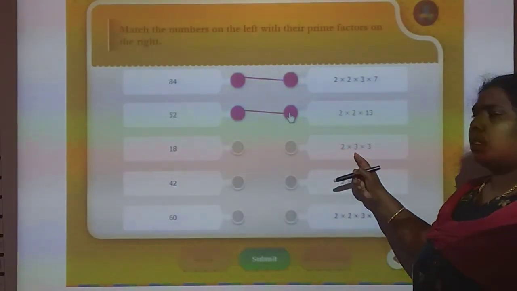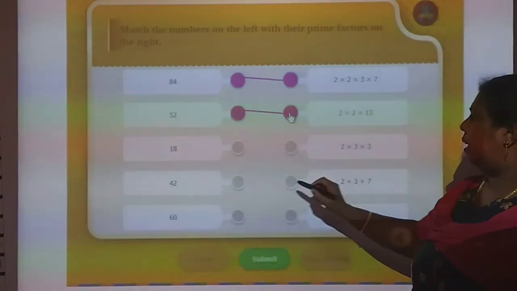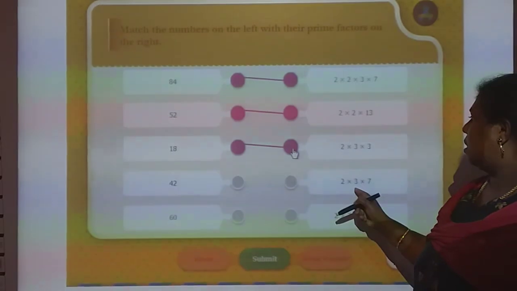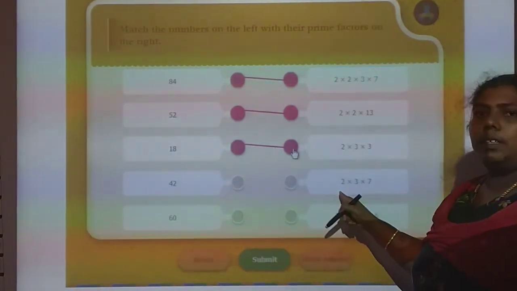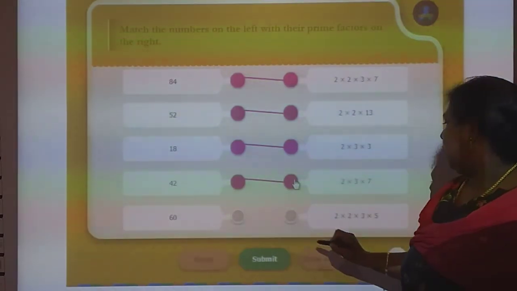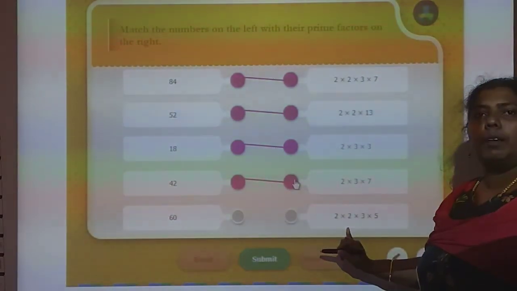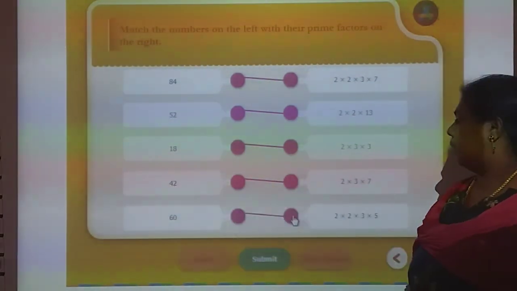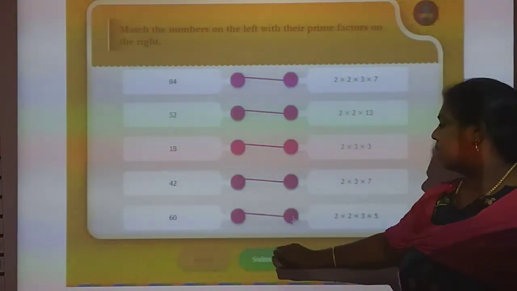Then 3 times 3 is 9. 9 times 2 is 18. Here 18 factors. Then 7 times 3 is 21. 21 times 2 is 42. Then here 5 times 3 is 15. 15 times 2 is 30. 30 times 2 is 60. 60 factors. Right? Yes. Submit.